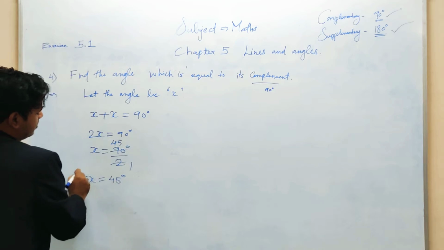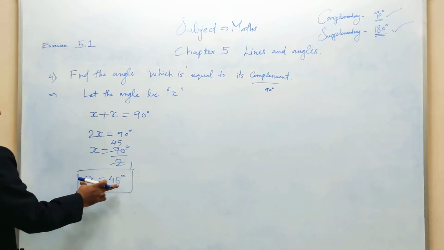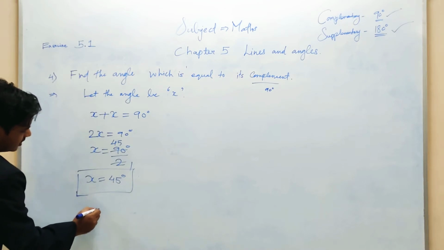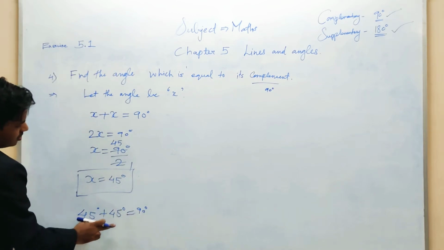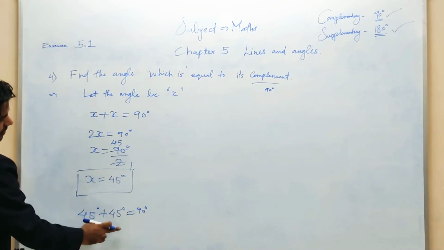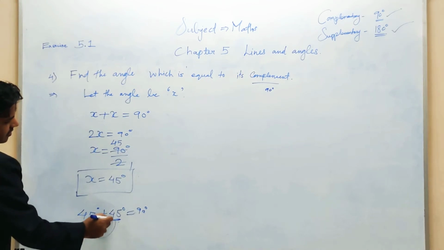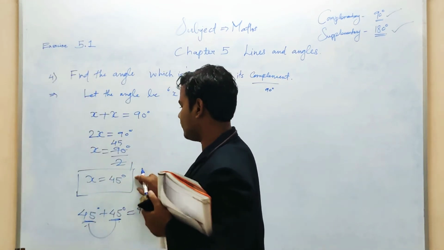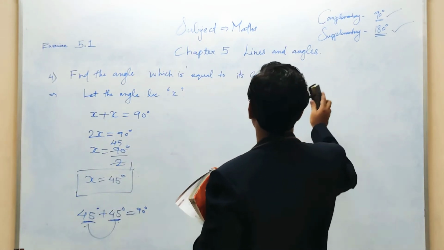So here we have found out that this is the angle which is equal to its complement. If we write like this, 45 degree plus 45 degree, that will be equal to 90 degree. So here we are having an angle which is equal to its complement. Both the angles are equal. So we can say that 45 is the complement of 45. So this was our example number 4.